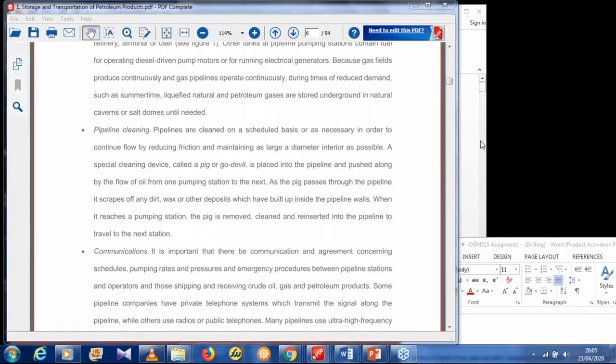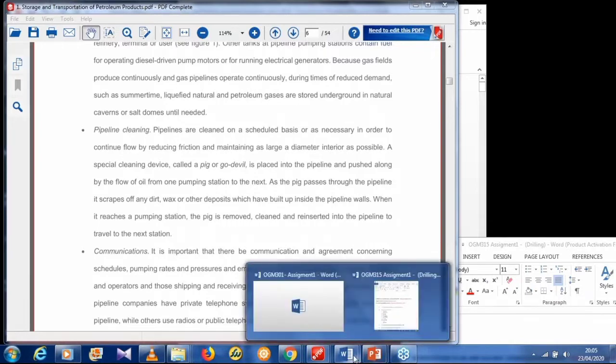Now, the pig typically is not your animal pig, but what it actually means is pipeline investigation gauge. We have several types of them. We have some that are mandrel pigs, foam pigs, spherical pigs, and the rest of them.